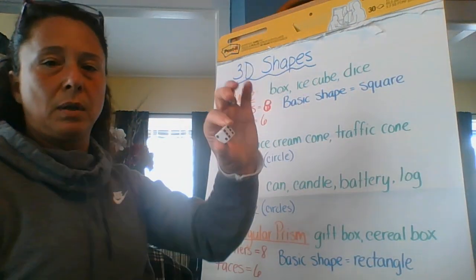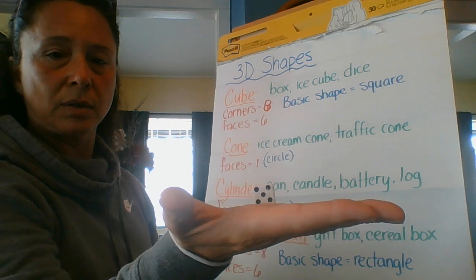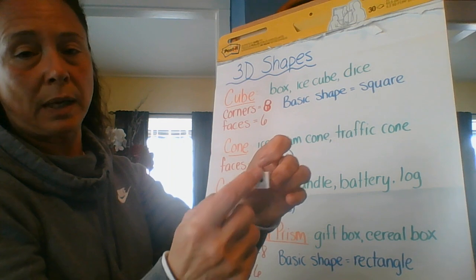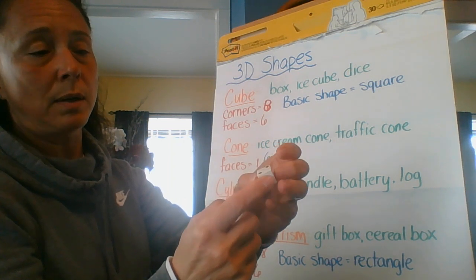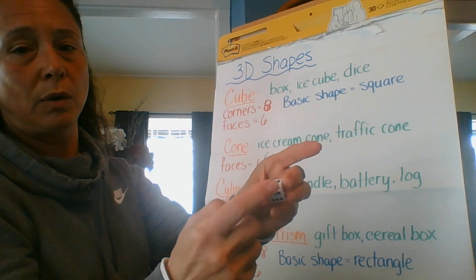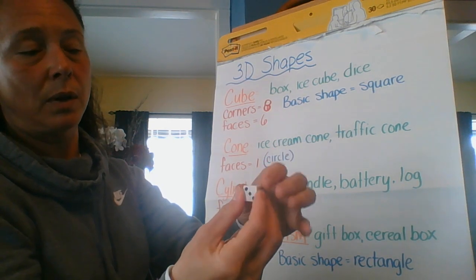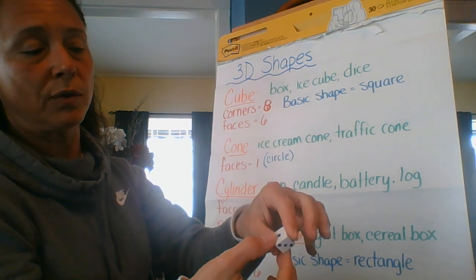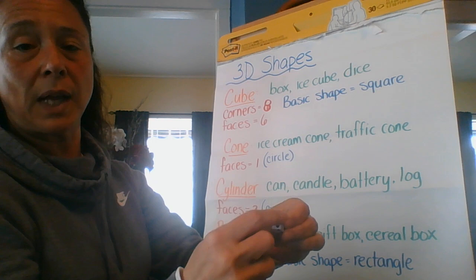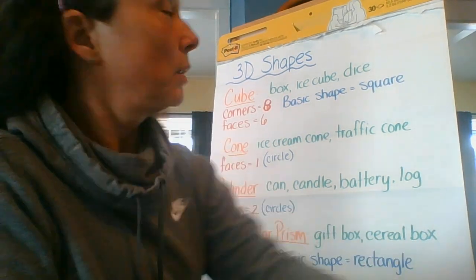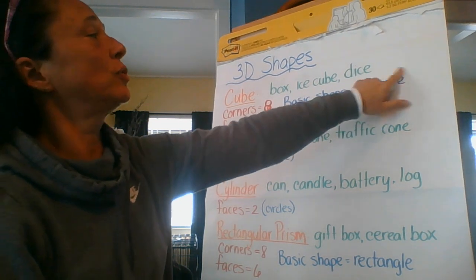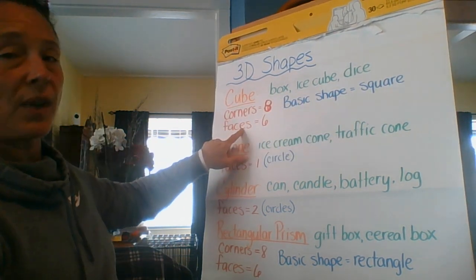Might be a little easier if I show you with a dice. A dice is a cube, okay? It's based on a square, and let's count the squares that we see, the faces. 1, 2, 3, 4, 5, 6. Let's count the corners. 1, 2, 3, 4. Flip it over. 5, 6, 7, 8. So remember, a cube, the basic shape is a square, so if you find the squares and count the squares, you'll know the number of faces.